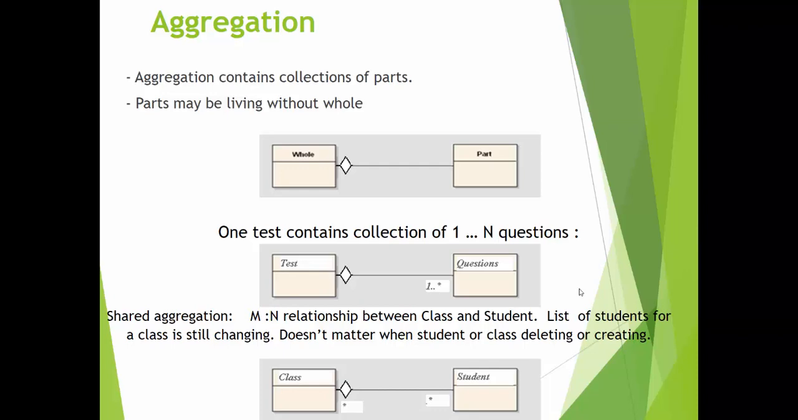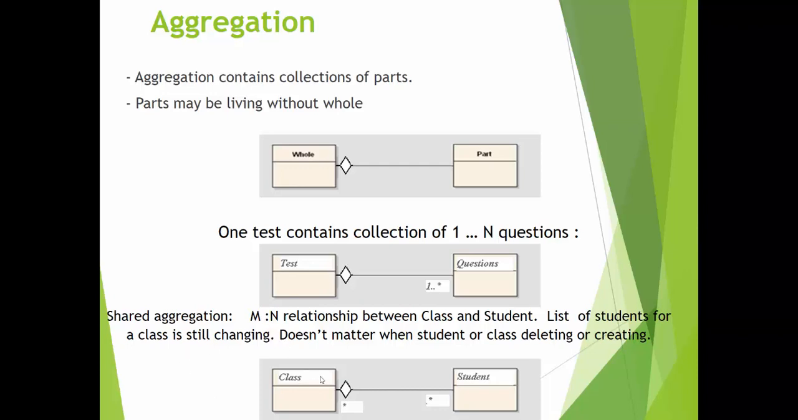So let's talk about aggregation first. Aggregation is a part-of relationship between classes when parts may live without the whole, and the aggregation contains a collection of those parts. The whole has this white diamond, and the part is connected to the whole using this diamond. For example, one test contains a collection of 0 to n questions, and you see here the questions may belong to the test, and there are one to many questions in the test. At the same time, we understand the question can exist without the test.